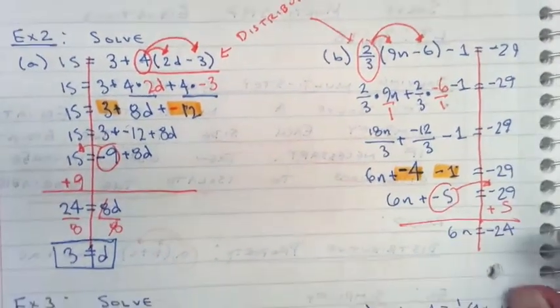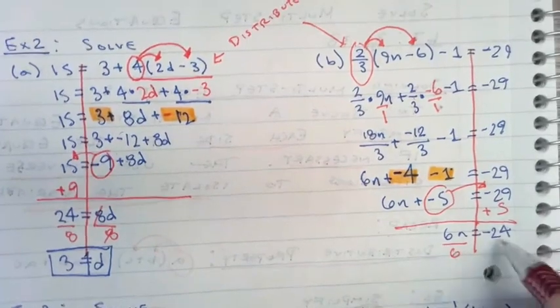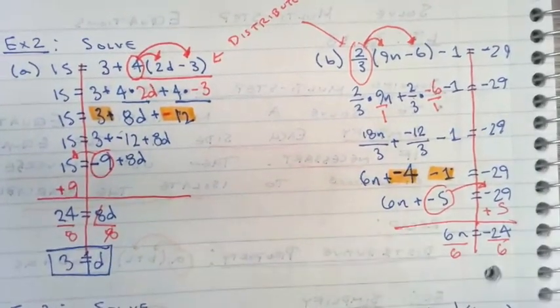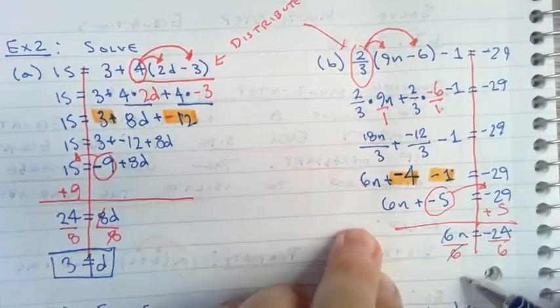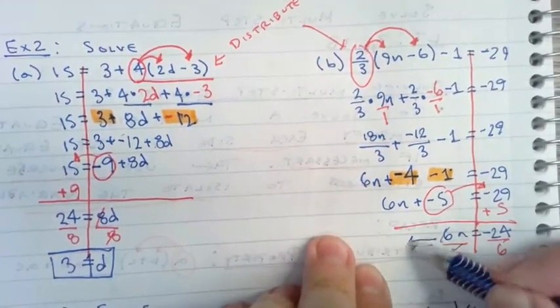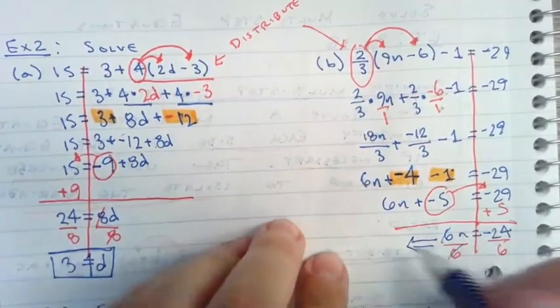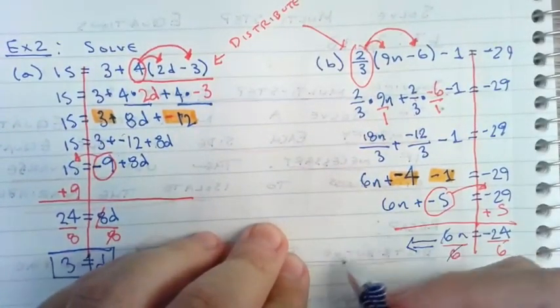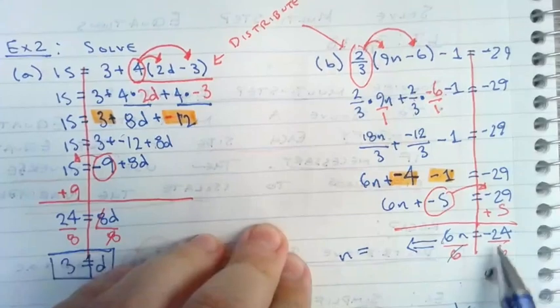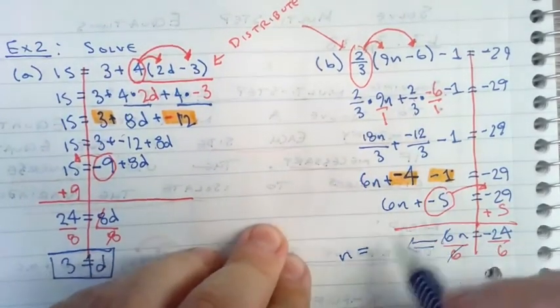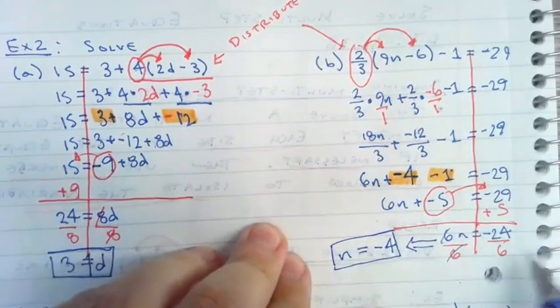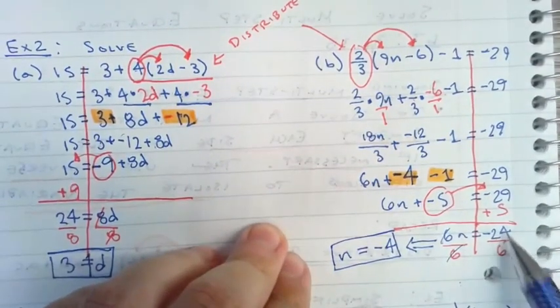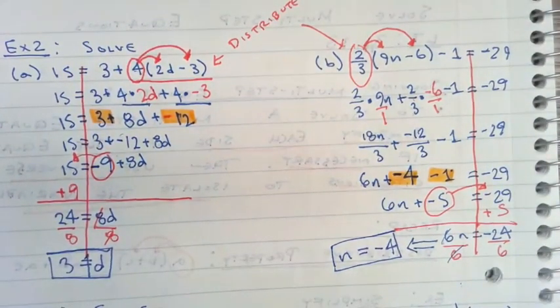And so your last step, divide by 6, divide by 6. This cancels, that cancels. And so now I'm going to go ahead and write this over here since we don't have enough space. That cancels, so 6n divided by 6, that's just n. And that's going to give you negative 24 divided by 6, that should give you negative 4. So remember, negative 24 divided by 6, that's just negative 4. And that's your answer. That's exactly what you want to do right there.